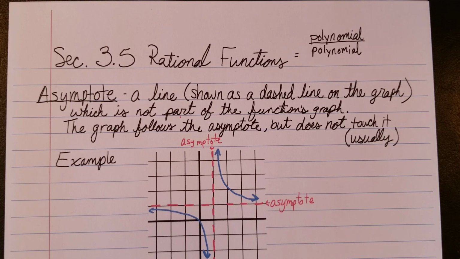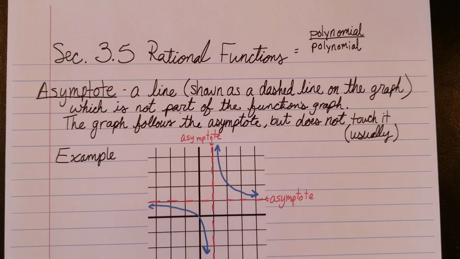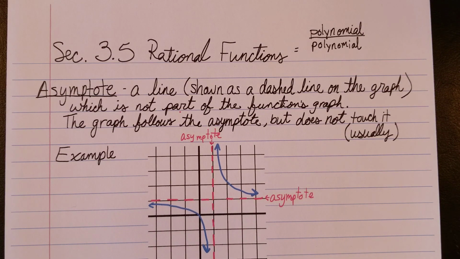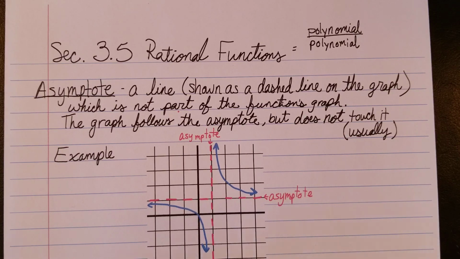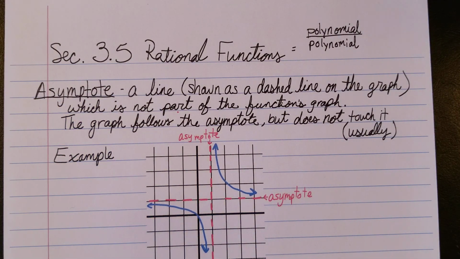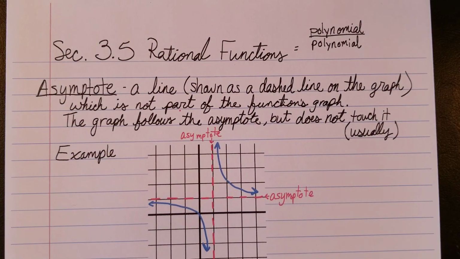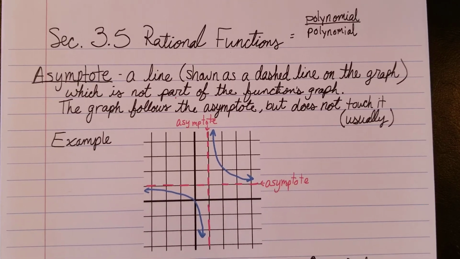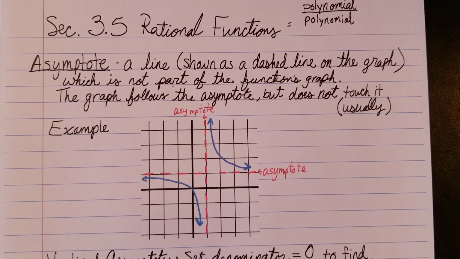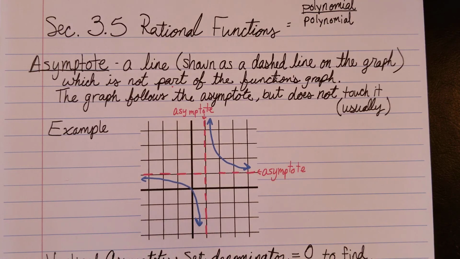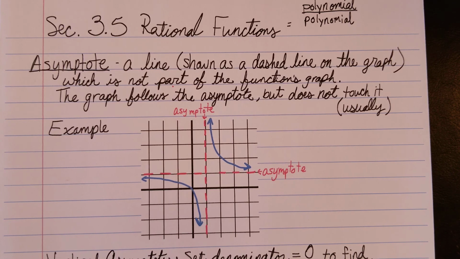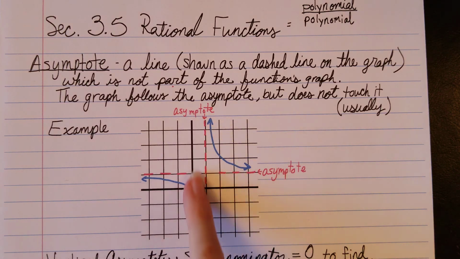They usually will have one or more asymptotes. An asymptote is a line which is shown in the graph as a dashed line. It's not actually points on the graph, it's more of a guideline for the graph to follow, but usually doesn't touch.